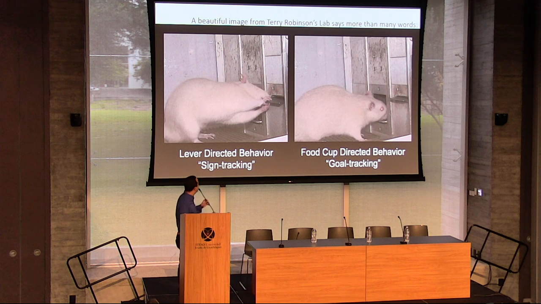This is a beautiful image from Terry Robinson's lab. I think it says more than many words. This is a sign tracker subject. This is a goal tracking subject.